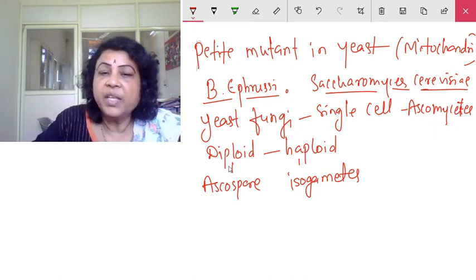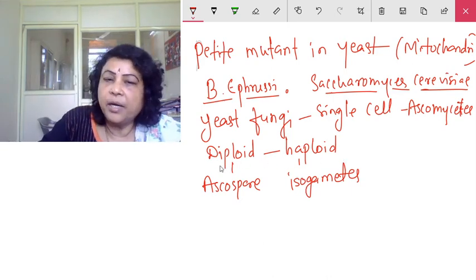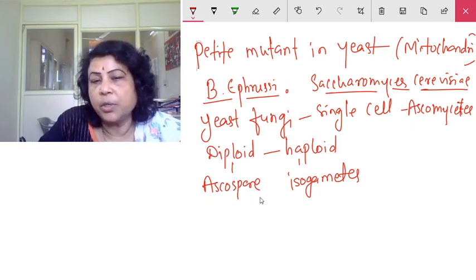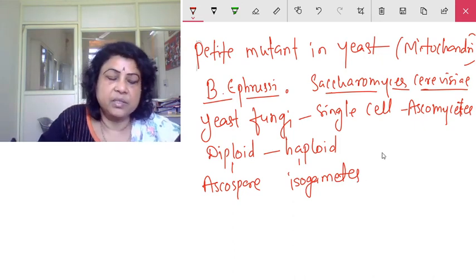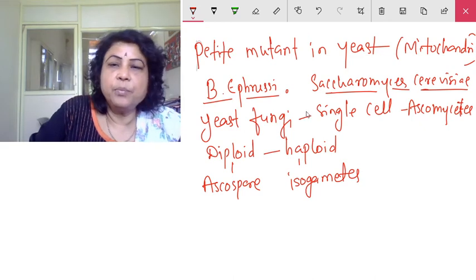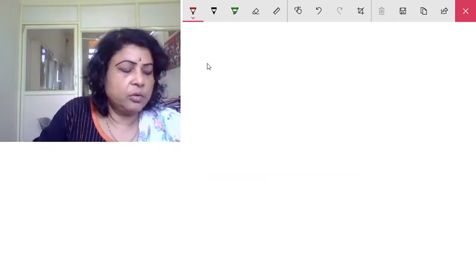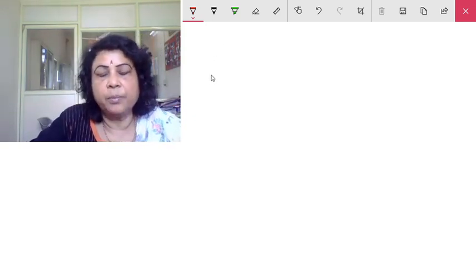They have an alternating life cycle, that is, diploid and haploid. The diploid organisms reproduce sexually by ascospores and the haploids by isogametes. Okay, so it was observed that these petite mutants, or this yeast, have a mutation. These petite mutants have a mutation particularly in the mitochondria.